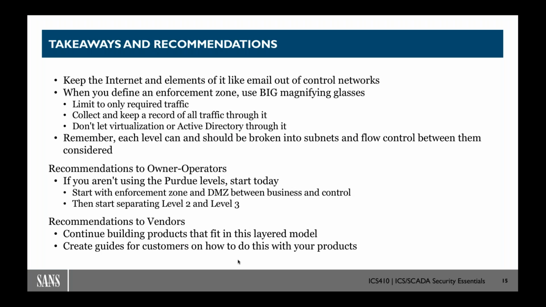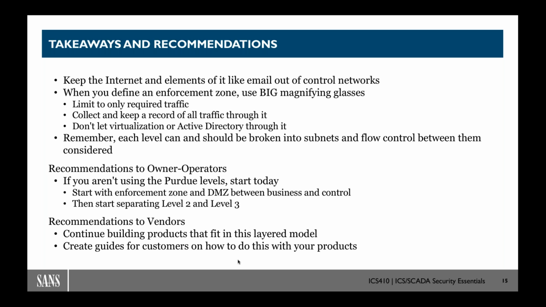So, final takeaways. Number one, if there's anything that I could advise, keep the internet and any element like it, like email, right, out of the control networks. Any type of laptop, right, that's in the control network, if you have a laptop or a machine that does active control, that machine should never leave that control environment, right? And machines outside of the control environment, when they remote access in, should never be able to use the software on those machines to be able to interact with the control systems themselves. We want isolation.